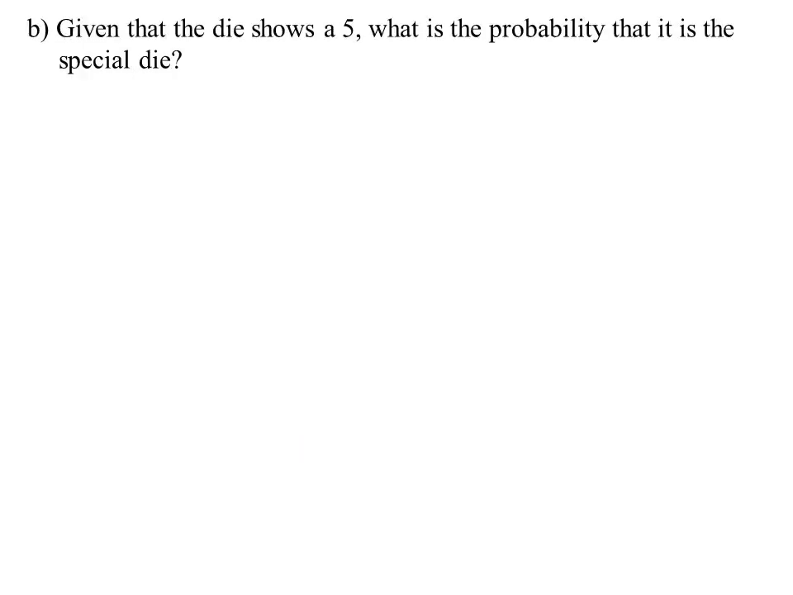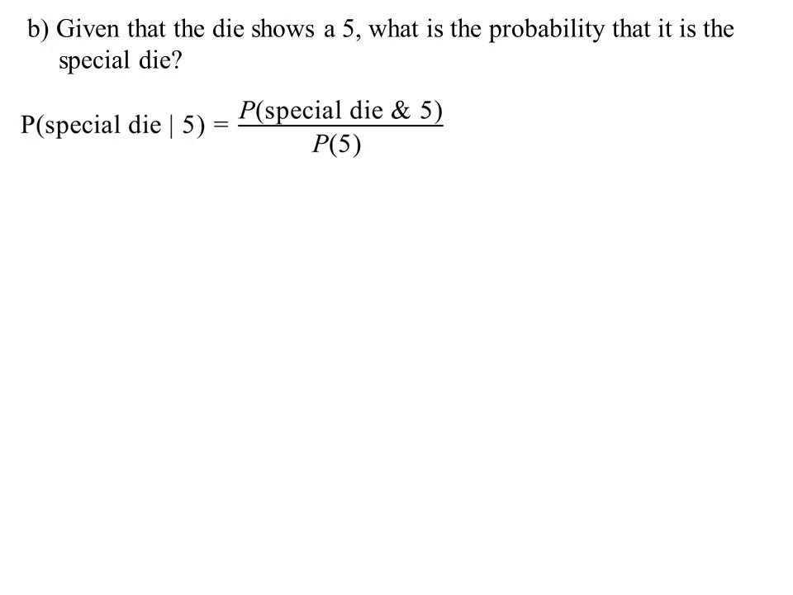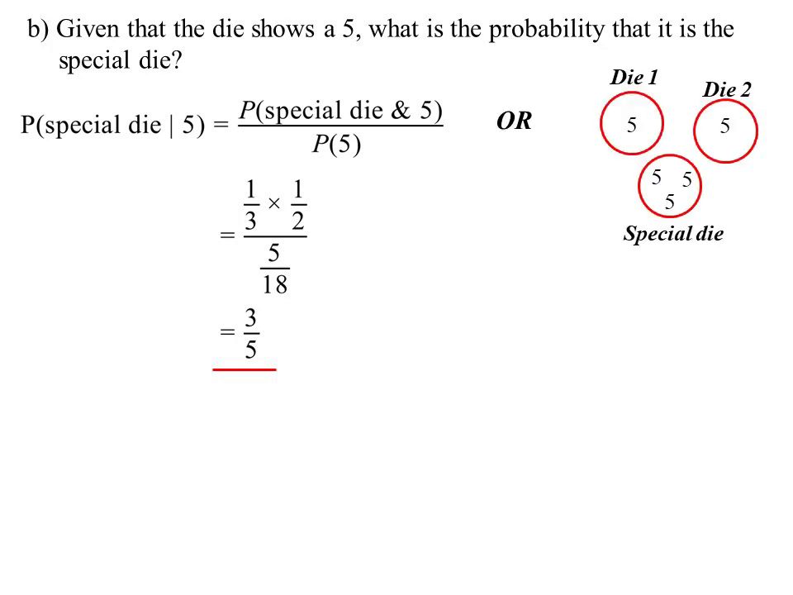But given that the die does show a 5, what's the probability that it was the special die? Okay, we go to our conditional probability formula. Special die, given that it was a 5, probability of both things happening over the probability of 5 itself. Just subbing in those different bits, we end up with a 3 in 5 chance. 3 in 5 chance.